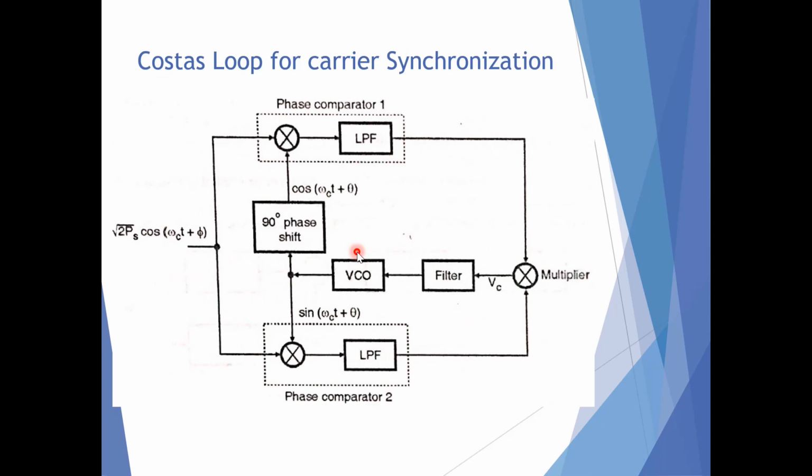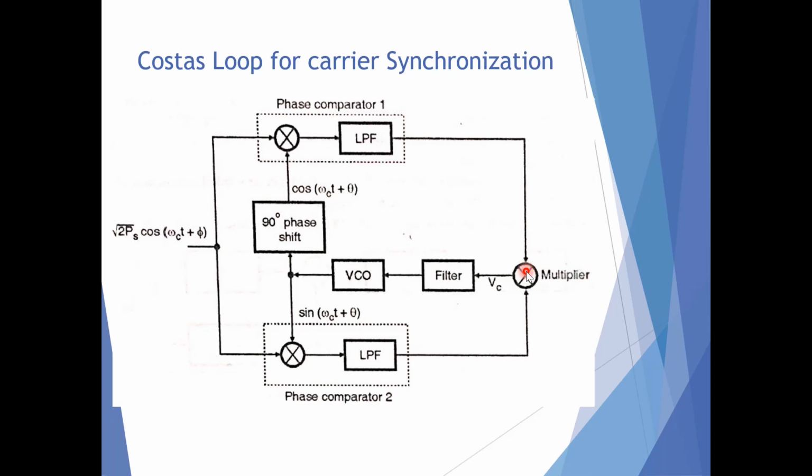Now the third one, that is Costas loop for the carrier synchronization. Here it is used for carrier synchronization in BPSK receiver, where BPSK is the short form of binary phase shift keying. We can find out here a BPSK signal, then 90-degree phase shifting network. We are having two phase comparators, and again, instead of VCC we are having VCO in carrier synchronization, filter and then multiplier.